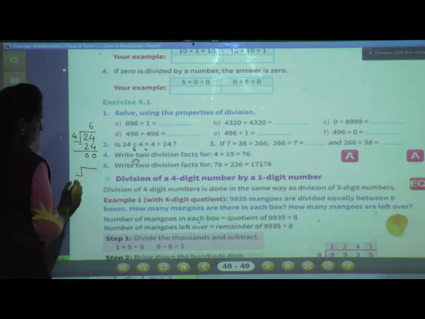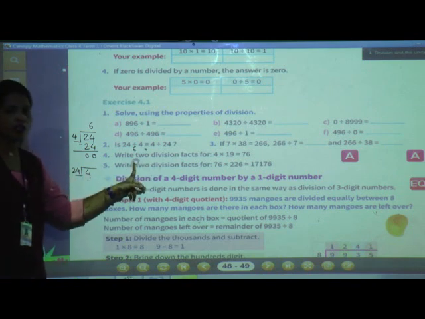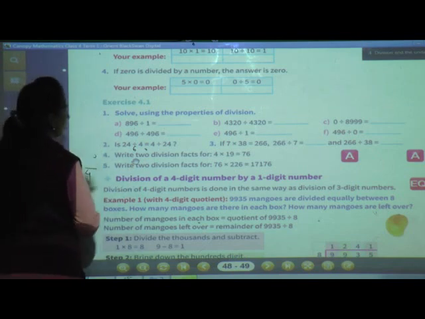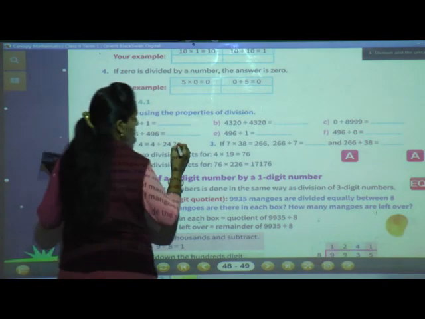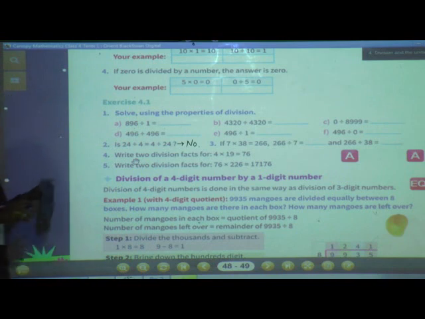Now see what they are saying. We have to divide 4 by 24. Is it possible? No, it is not possible. So are both equal? No. So what is the answer here? You have to write the answer as no. N-O, no. Okay, they are not equal.